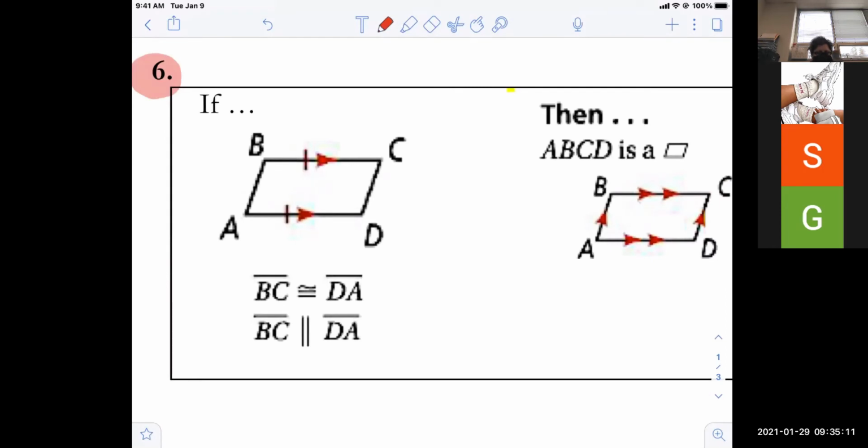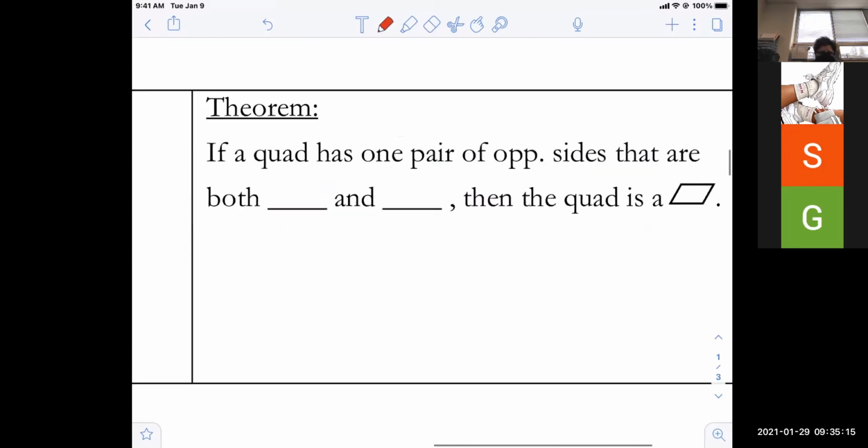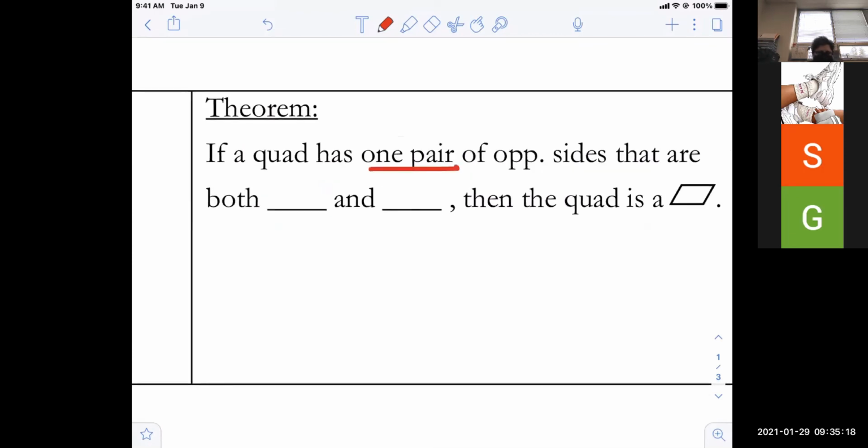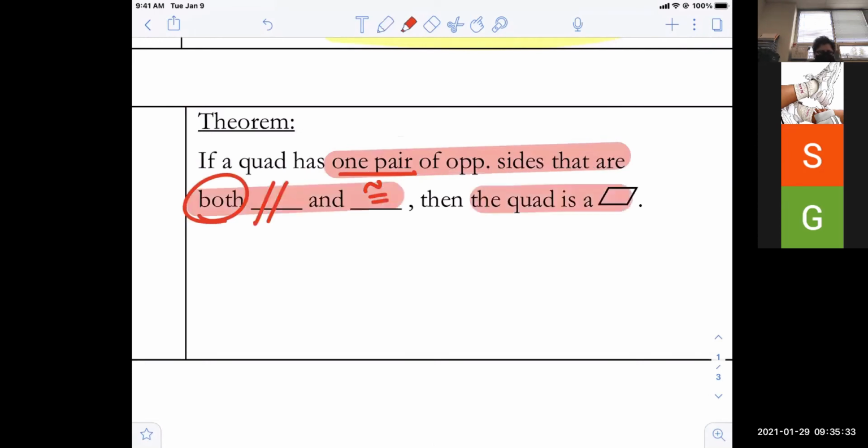Congruent and parallel, then it's a parallelogram. Okay. One pair of opposite sides that are both parallel and congruent, then the quad is a parallelogram. So here we're mixing together the parallel and congruent, and that will make it a parallelogram.